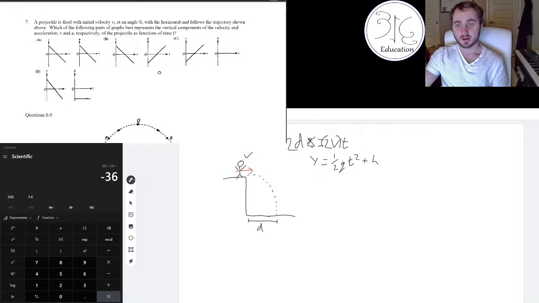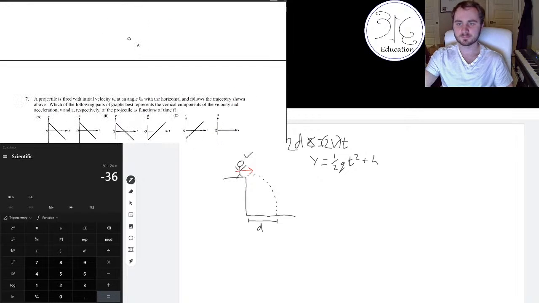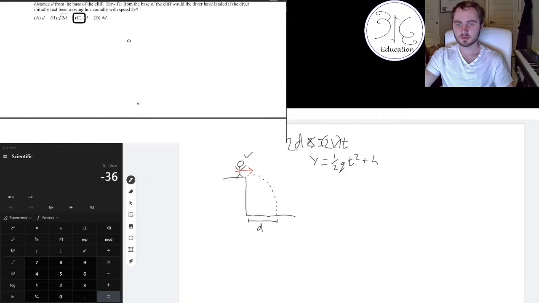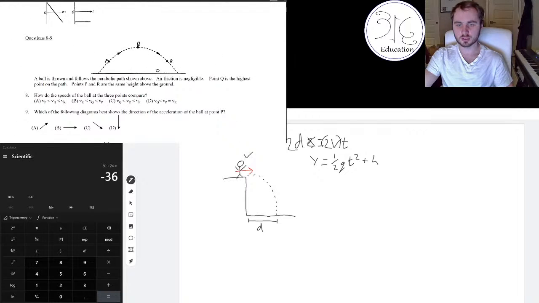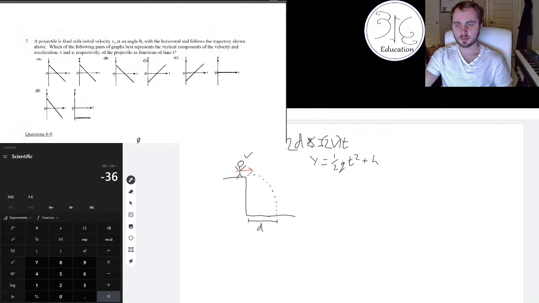Awesome. Okay, so now we're looking at a projectile fired with an initial velocity, v naught, at an angle theta naught with the horizontal, and it follows a trajectory shown above. Do we have a trajectory shown above? Not really. There's a trajectory shown here. This is probably what it meant. Or we're missing a piece. That's okay. We'll assume it's an object being fired in a parabola. Which of the following best represents the vertical components of the velocity and acceleration, respectively?